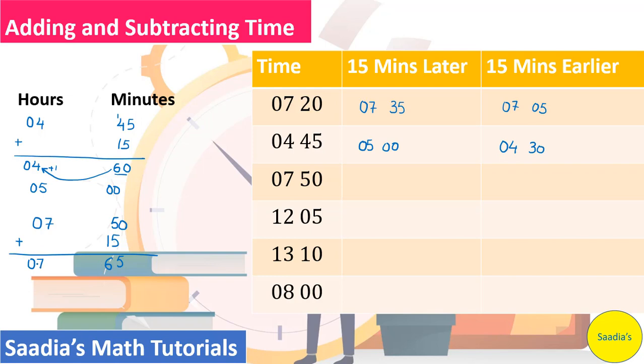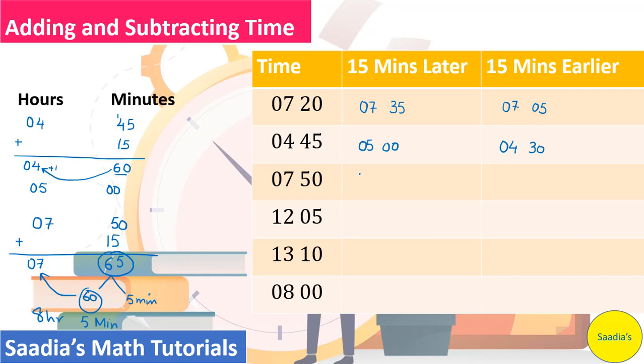And 7 hours. So 7 hours and 65 minutes. We have to break down 65. 65 means 60 minutes and 5 minutes. So now can you tell me the time? This 60 minutes will be added to hours and we get 8 hours and 5 minutes.